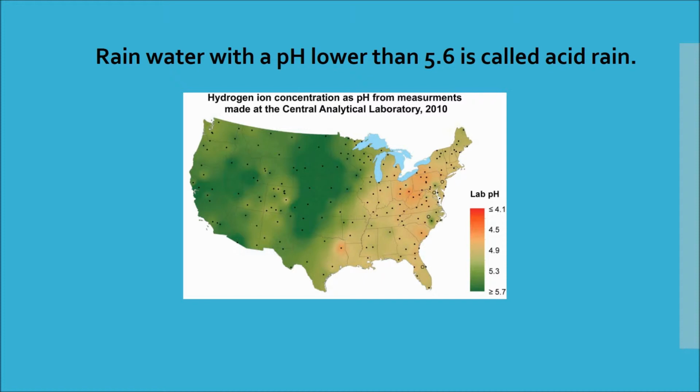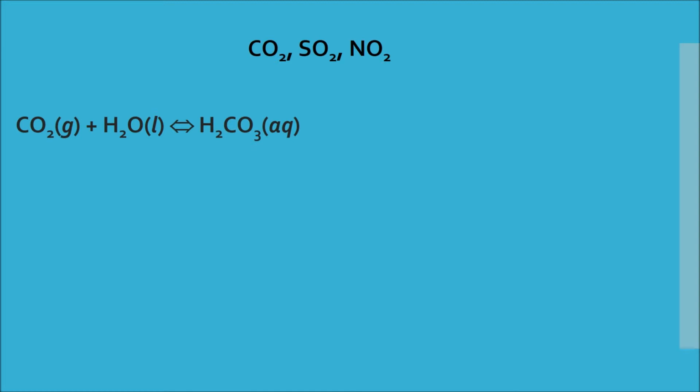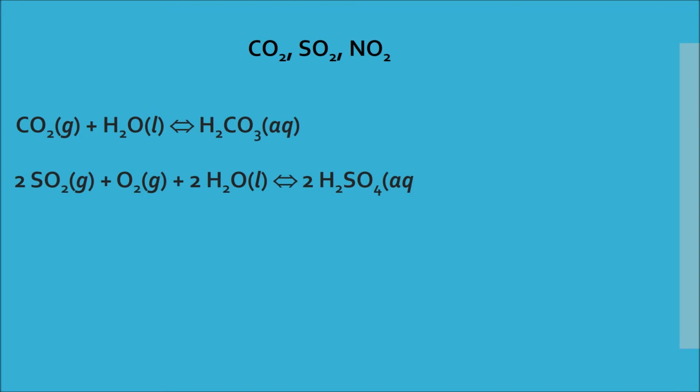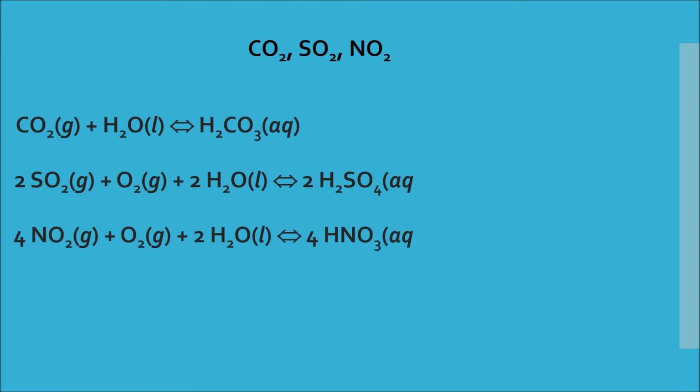So, acid rain is a result of the interaction between the atmosphere and certain pollutants that are found in the air, such as carbon dioxide, sulfur dioxide, and nitrogen dioxide. So in the air, these oxides react with water to form, in the case of carbon dioxide, carbonic acid, and in the case of sulfur dioxide, sulfuric acid, and nitrogen dioxide would react to form nitric acid.